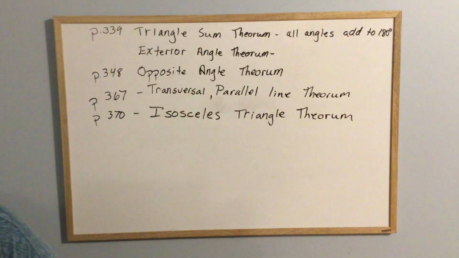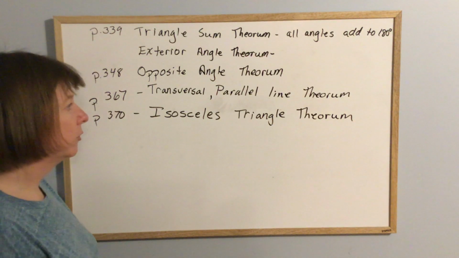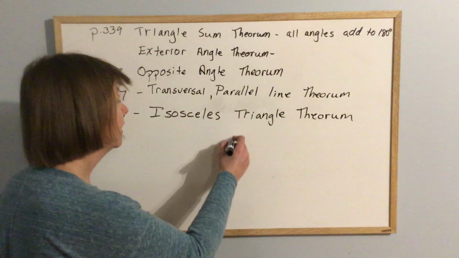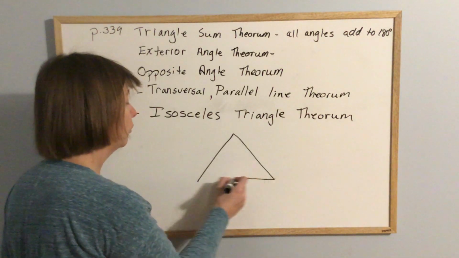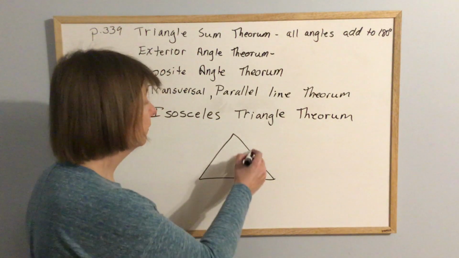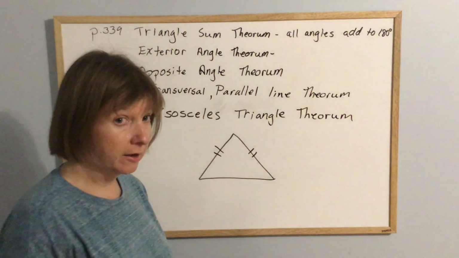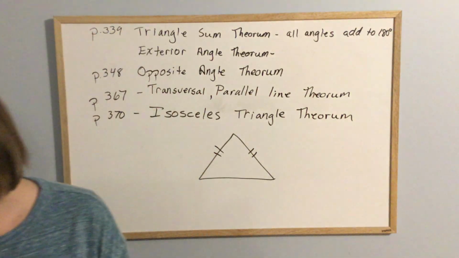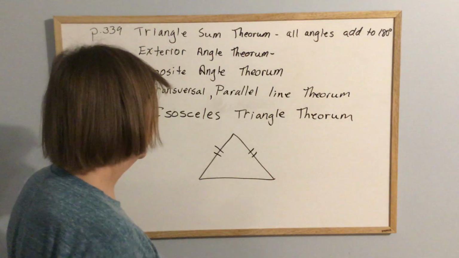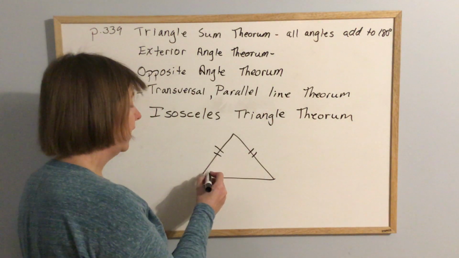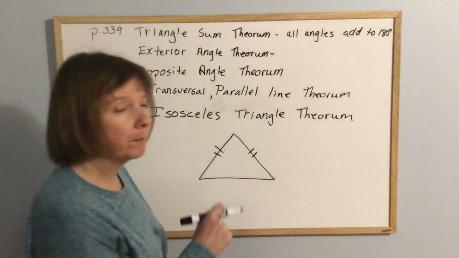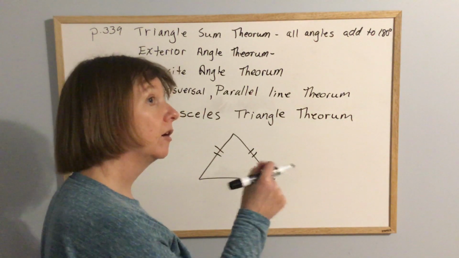The isosceles triangle theorem. First of all, in order to explain the isosceles triangle theorem, you need to know what an isosceles triangle is. An isosceles triangle is one where 2 sides of the triangle are equal. So let's say this side and this side. So the isosceles triangle theorem says that in an isosceles triangle, the angles opposite the equal sides are also equal.